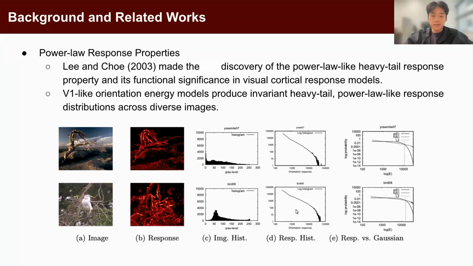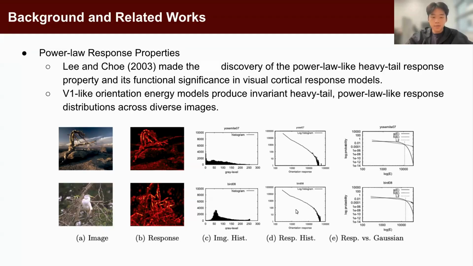Li and Choe made the discovery of the power law-like heavy-tailed response property and its functional significance in visual cortical response models. These models produce invariant heavy-tail, power law-like response distribution across diverse images. A is the image itself. B is a response image from the orientation energy model. C is a histogram of the image responses. D is a histogram of the responses from the orientation energy model. And E shows the comparison between a Gaussian and the response histogram from the orientation energy model.